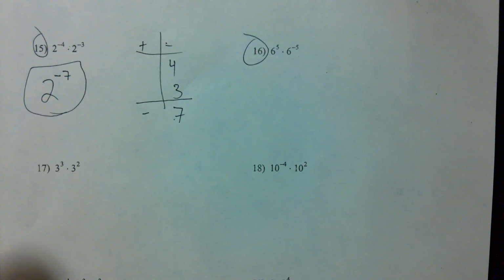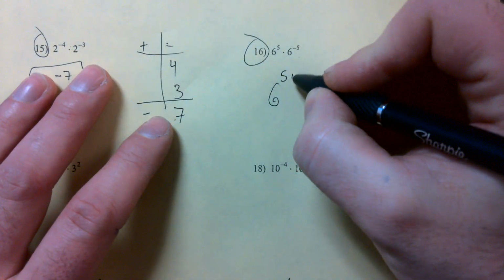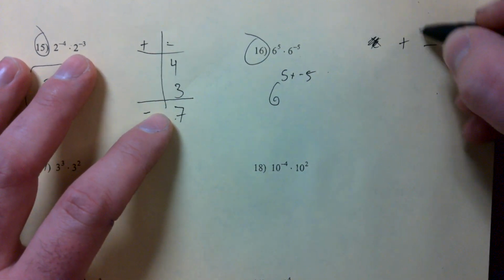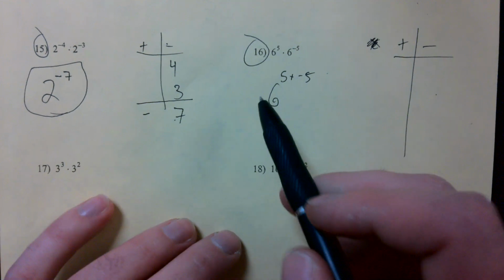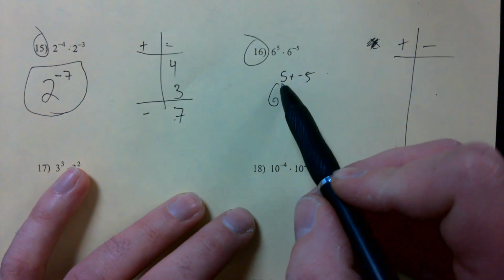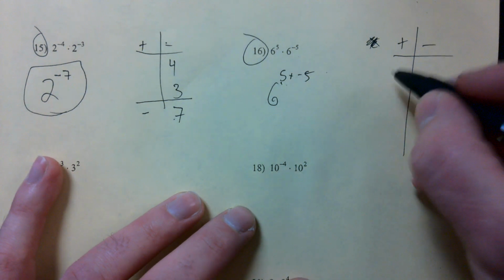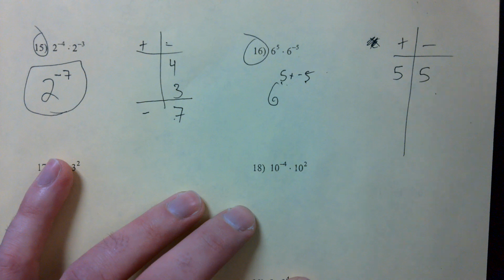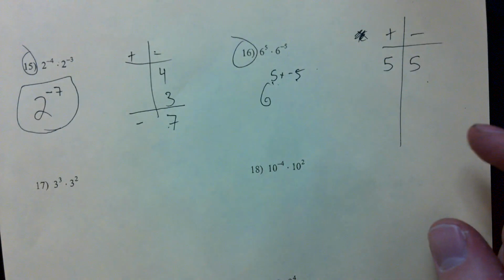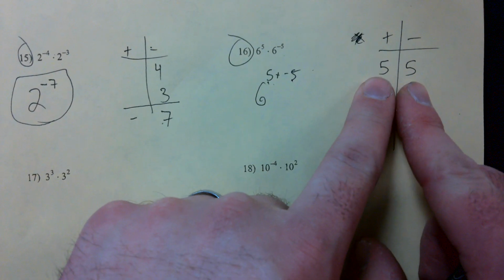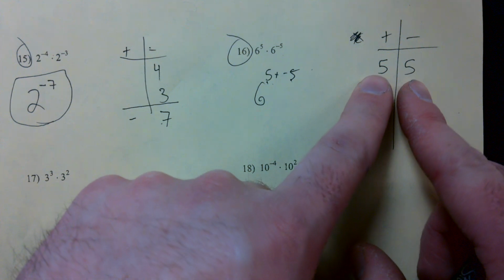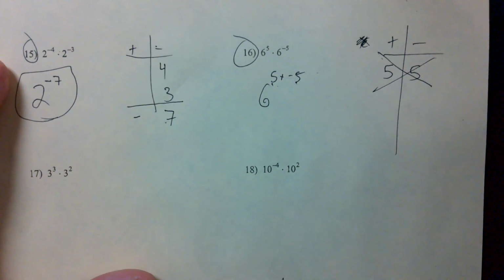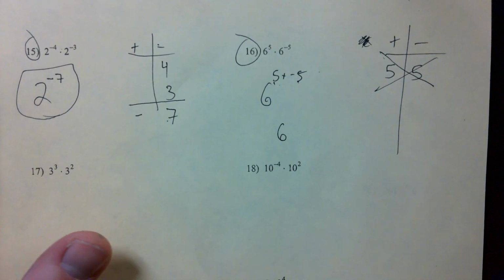What's my base on 16? 6. I'm going to take 5 plus -5. And again, I'm going to use the plus-minus chart to show you what's going to happen here. Okay? So I got this 5, right? Is that 5 positive or negative? Positive. And I got this 5. Is that one positive or negative? That one's negative. So this is what we asked. Do I have more positives or more negatives? They're equal, right?